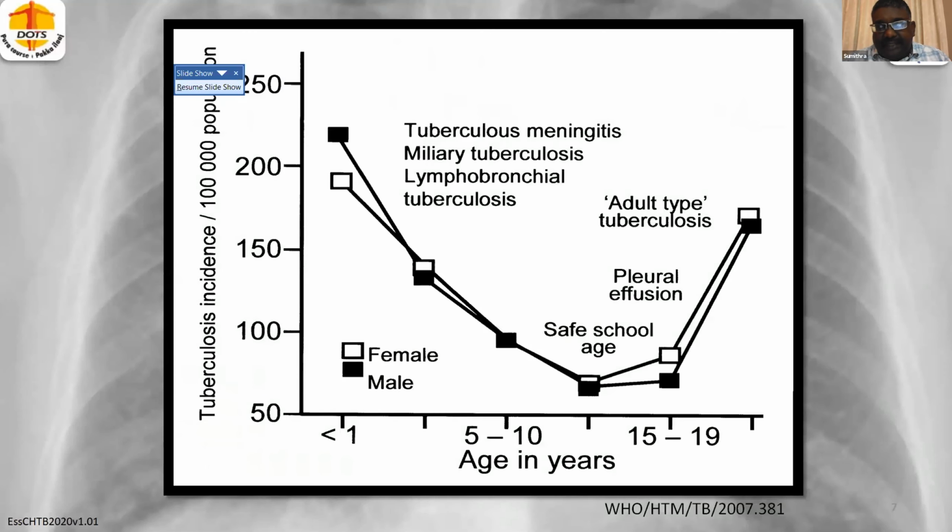This graph tells us that the safe period for any child is the school age, because during infancy tuberculosis meningitis and all those things can happen, and the symptoms can come down, going into a late bimodal presentation, the late peak in the adolescent period, which will present with an adult type of tuberculosis.